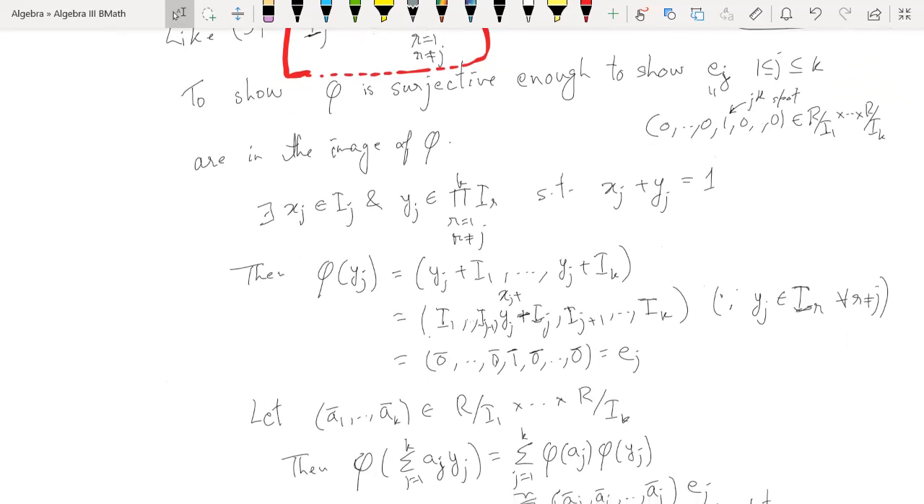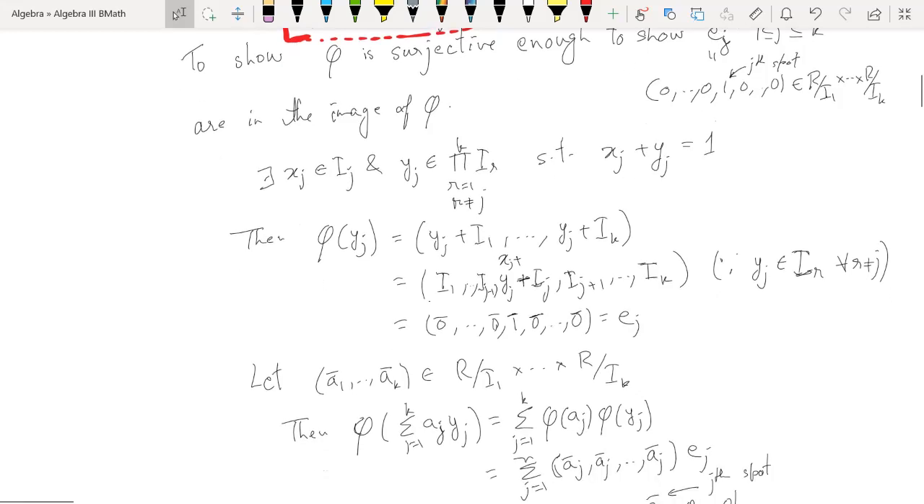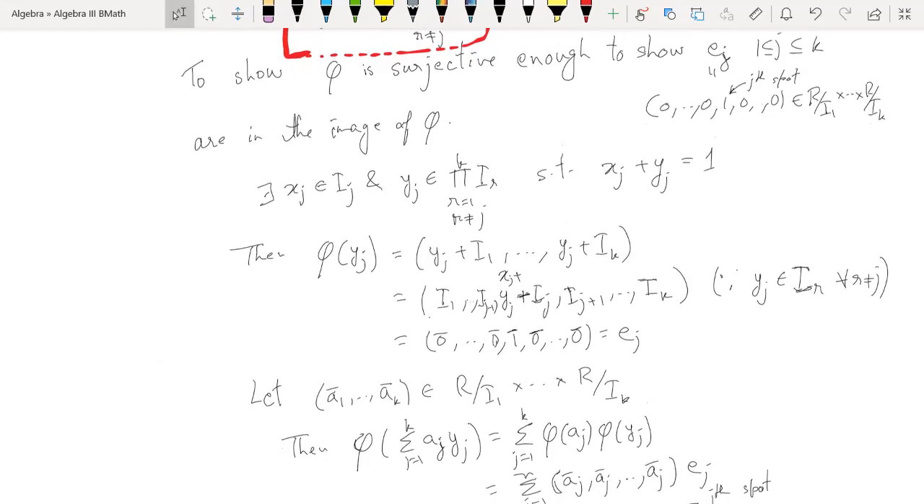Now if you are convinced that showing the ejs are in the image is enough, then we are done. But I'm just trying to justify why showing the ejs are in the image is enough. So we want to show that phi is surjective. Take any element in this product ring, a1 bar to ak bar. I'm now using bar notation; one can also write it as a1 plus I1 up to ak plus Ik, if you like.